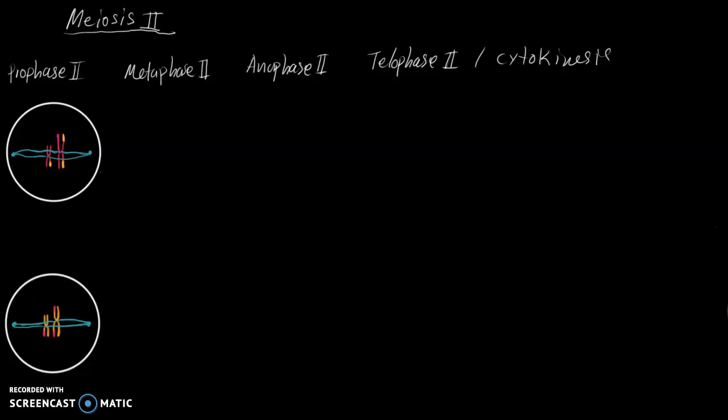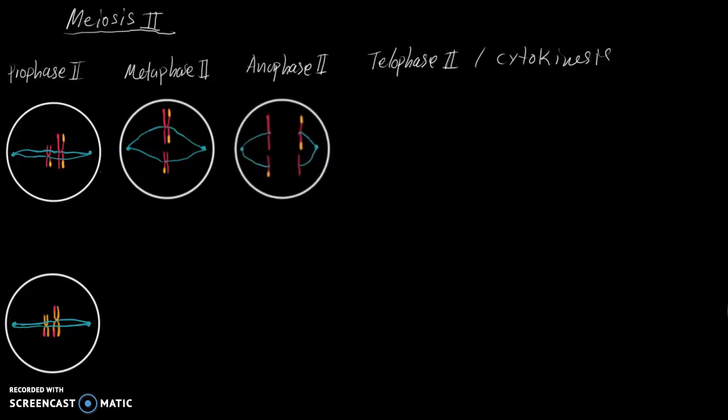In metaphase II, again, the chromosomes line up along the middle of the cell. The spindle fibers are attached to the protein kinetochore near the centromeres of the chromosomes. And in anaphase II, the centromeres divide and the chromatids move to the opposite poles of the cells.